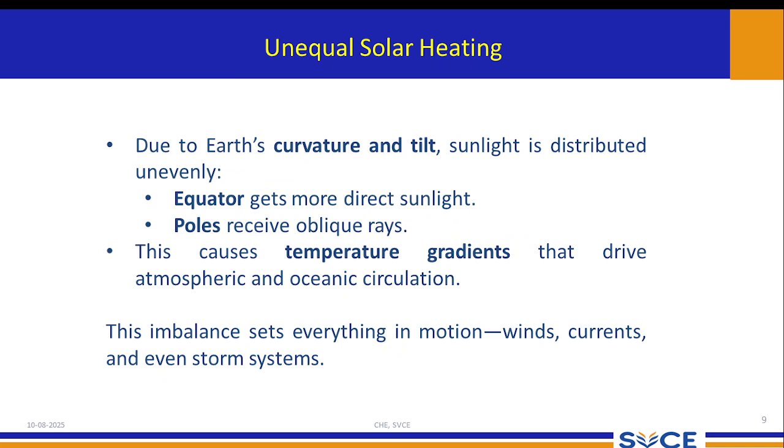Okay, unequal solar radiation. Due to Earth's curvature and tilt, sunlight is distributed unevenly. It's very clear. So at the equator, you will find it very warm, and the poles are very cold because of the Earth's curvature, and it has been tilted at 23 degrees, which you have studied during your school days. Go and refer back to the text. The equator gets more direct sunlight, poles receive oblique rays. This causes a temperature gradient that drives atmospheric and oceanic circulation. We'll see what oceanic circulation is, the cold ocean and warmer ocean circulation. This sets everything in motion: winds, currents, and even the monsoon system.